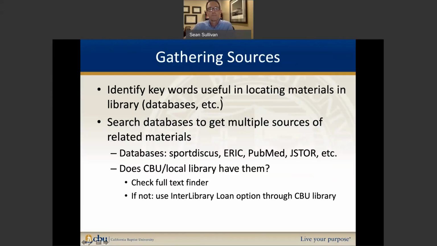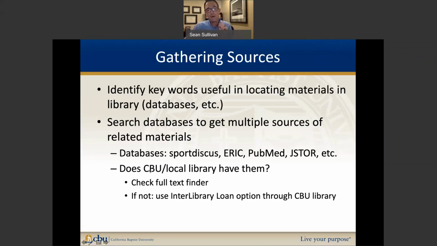So a quick word about gathering sources. Most of you are familiar with this, but I need to identify keywords that are relevant to the topic that I care about. And usually I use those keywords, search terms we say, to search databases. So remember, a database is just a collection of various types of academic writings, journal articles and such. So when you go to the CBU library homepage, you can click on search database, and then you can just input some of these databases. These are some common ones in sport management: Sport Discus, PubMed for medicine, JSTOR, and others.